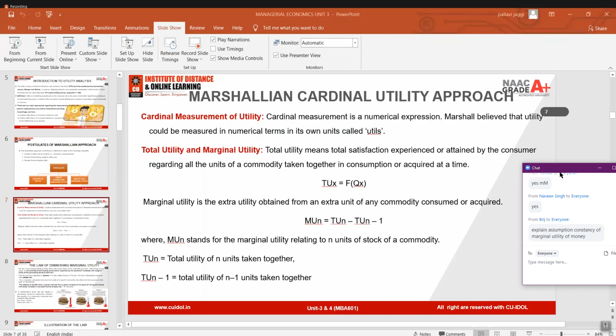Just wait, assumption. Let me explain total utility first, then I'll move to that also. Don't worry. So this was 45. I am talking about total utility first. I am explaining marginal utility. First of all, understand this total utility concept. Is this clear?